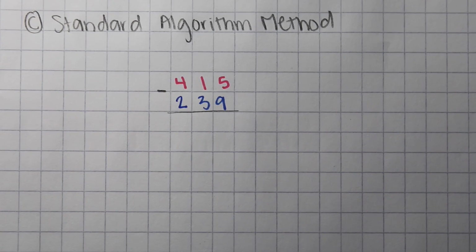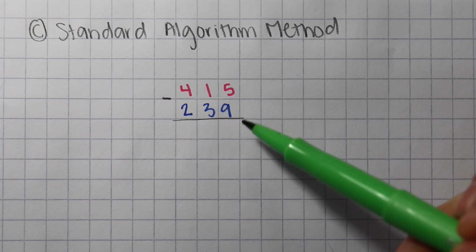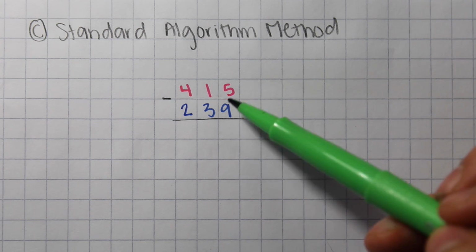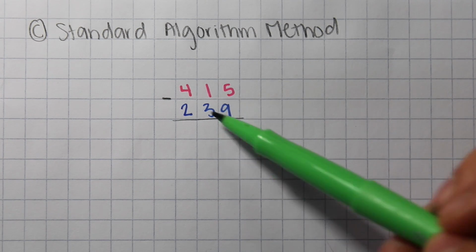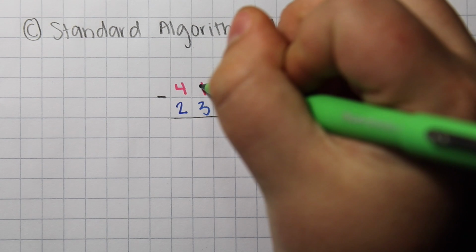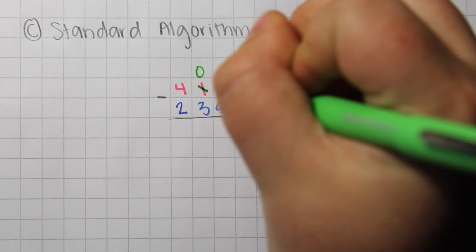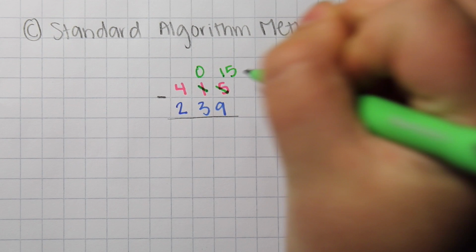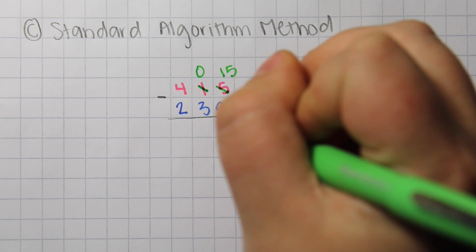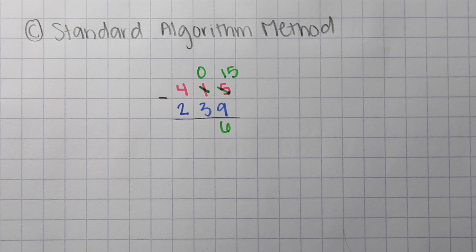Now we're going to go ahead and move on to our second problem, with standard algorithm being 415 minus 239. So again, we're looking at the ones column here. We can't take 9 from 5. We could take 9 from 15, but for visual sake, I'm going to go ahead and steal from the tens column, making that 1 a 0 to create 15 in the ones column. Again, this isn't necessary, but I'm going to do it just so we can visualize that. So 15 minus 9 is 6.